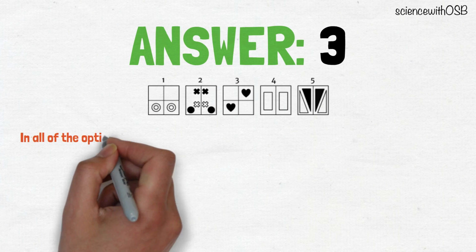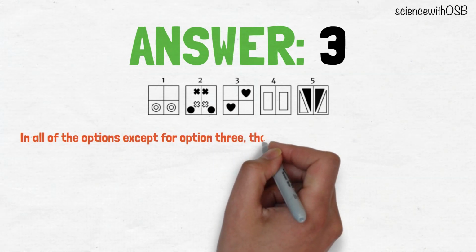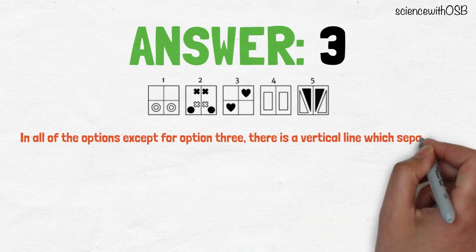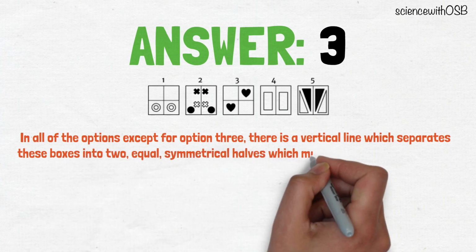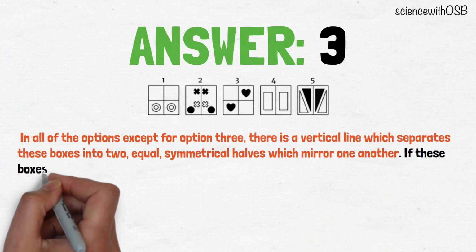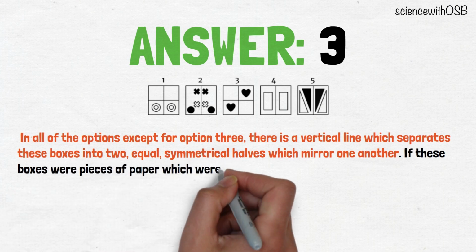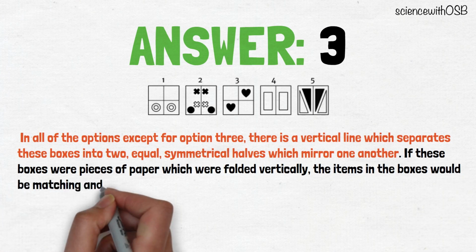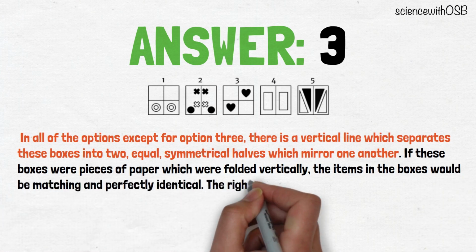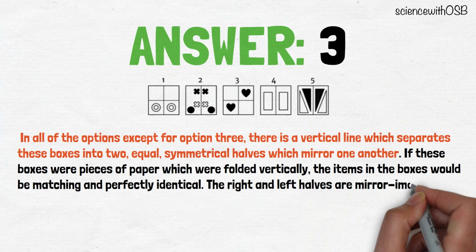In all of the options except for option 3, there is a vertical line which separates these boxes into 2 equal symmetrical halves which mirror one another. If these boxes were pieces of paper which were folded vertically, the items in the boxes would be matching and perfectly identical. The right and left halves are mirror images of one another.